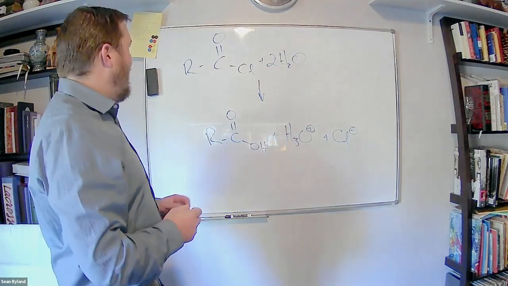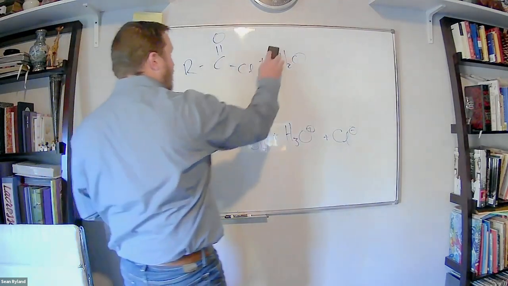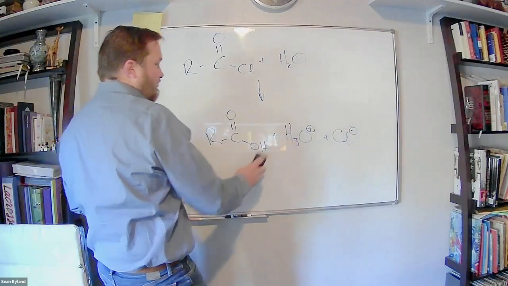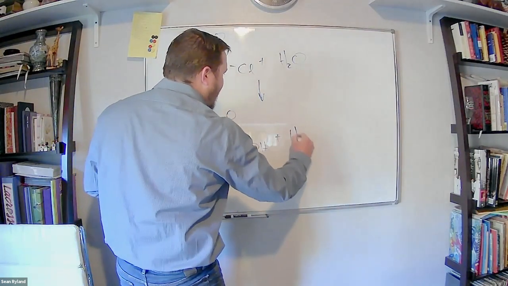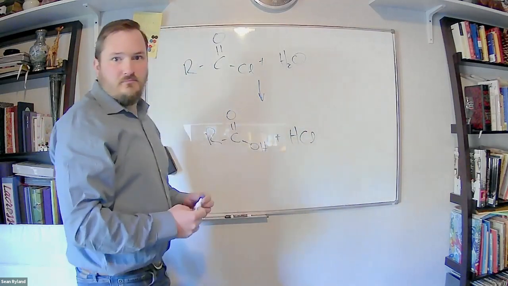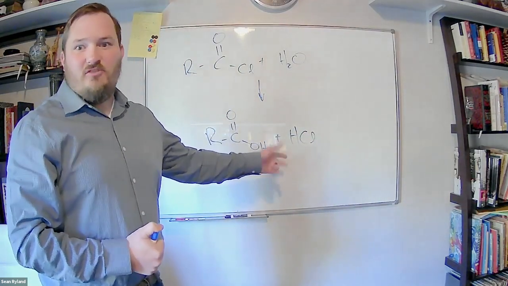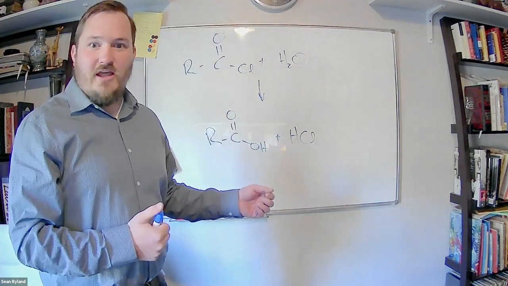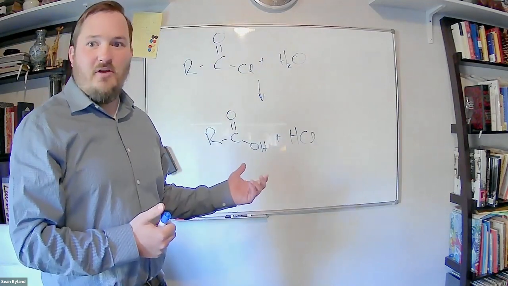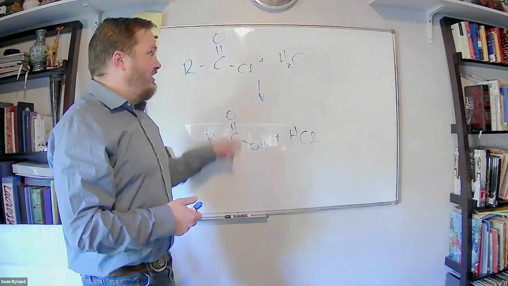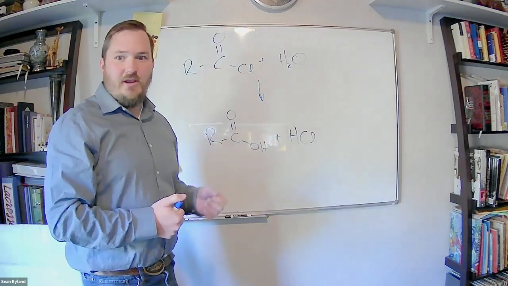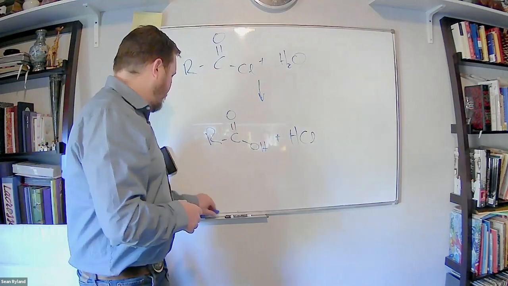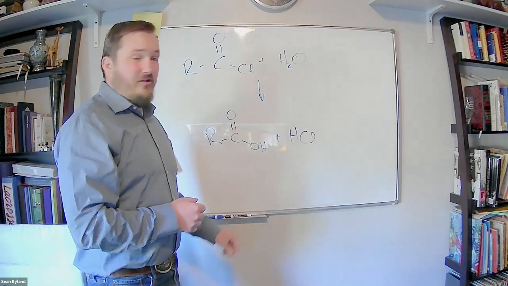And so sometimes we'll actually see this written as acid chloride plus water goes to carboxylic acid plus HCl. But if you have HCl dissolved in water, that's really hydronium and chloride, which is more accurate, but this is a neater way of writing it because you only wind up with two products instead of three. Either one of them would be fine for this class.